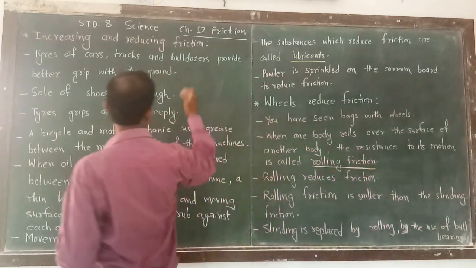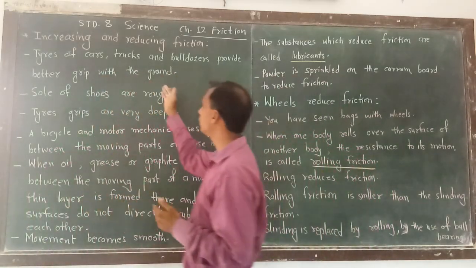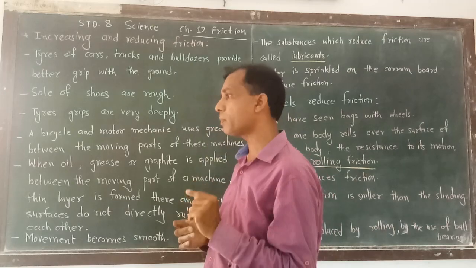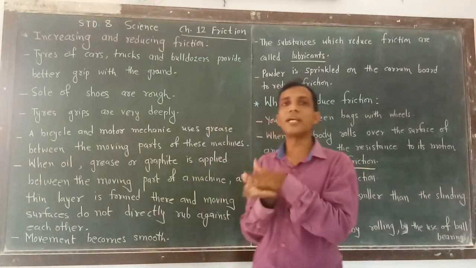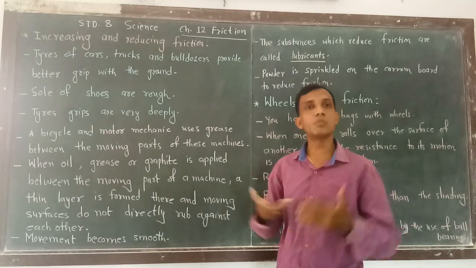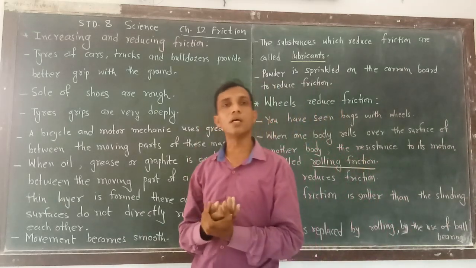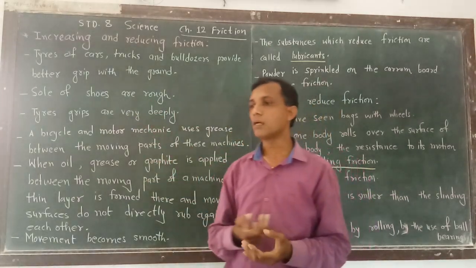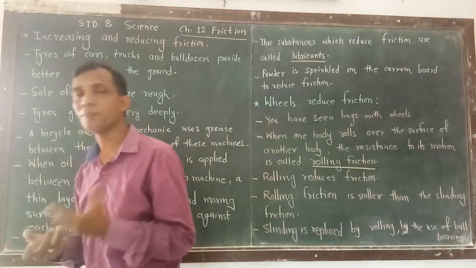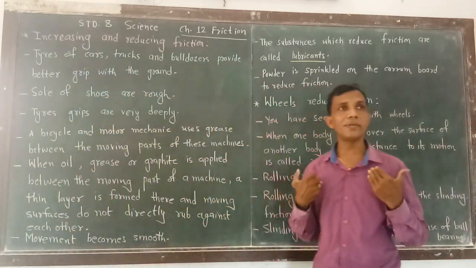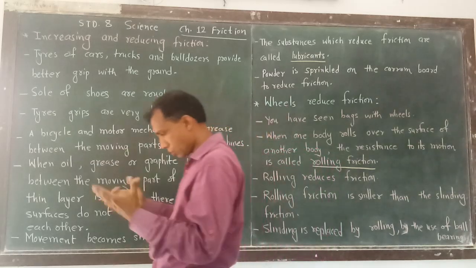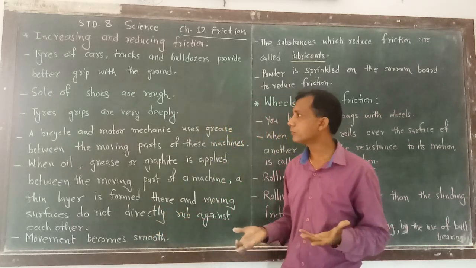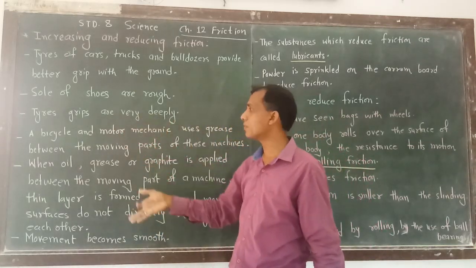This is the reason the tires of cars, trucks and bulldozers provide a tight grip with the ground. The grip is very deep, and the contact between the grip and the road surface is very close, so more friction is produced and the vehicle can run easily on the road. Soles of shoes are rough, as we discussed. If the surface is very smooth, we cannot walk or run on it, and we would fall down. Tire grips are very deep, as we discussed previously.